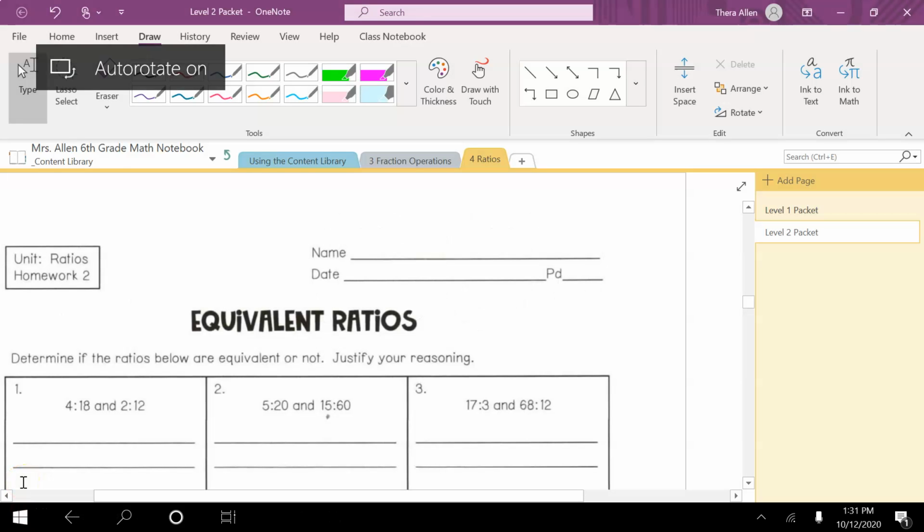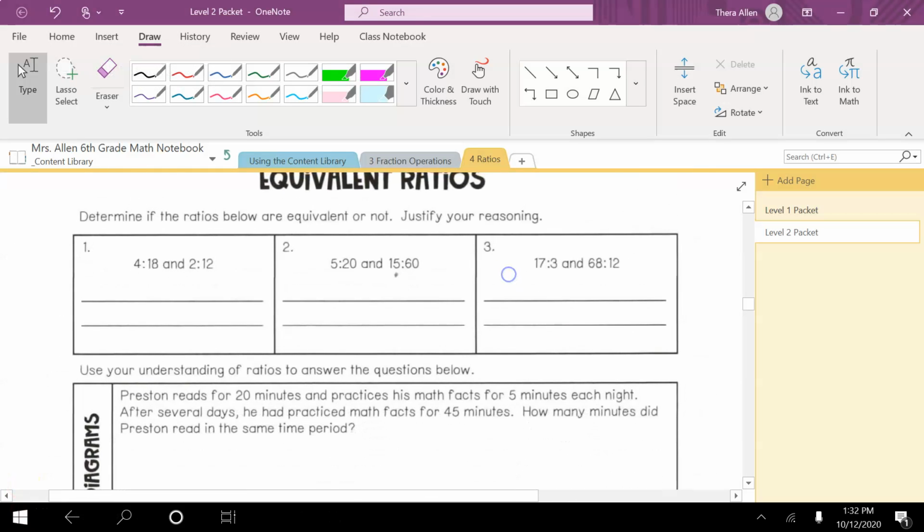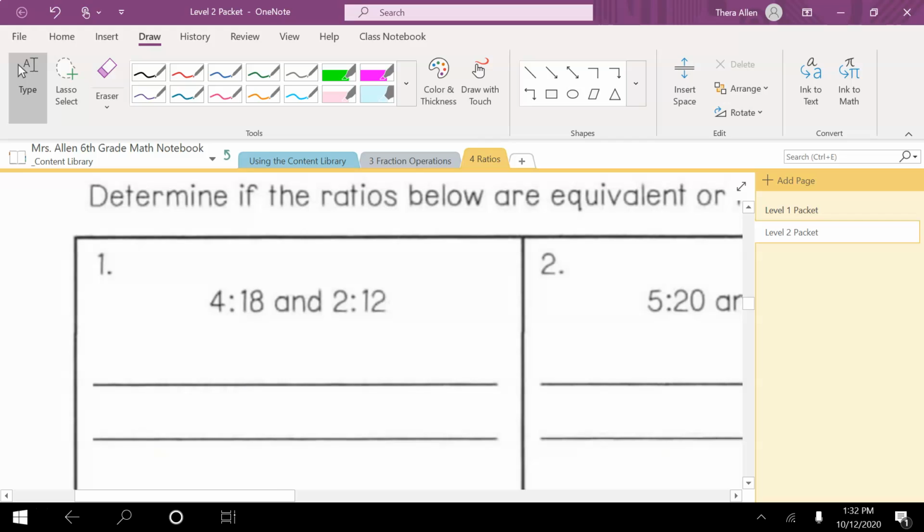Now let's talk a little bit more about using equivalent ratios to help us understand problems with ratios. Looking at numbers 1 through 3, we need to find out if these ratios are equivalent. The easiest way for me is just to look and see what the relationship is between two of the numbers. So I look at 4 and I think, how did 4 get to 2? I know that 4 divided by 2 is 2, so that's how I got to 2.